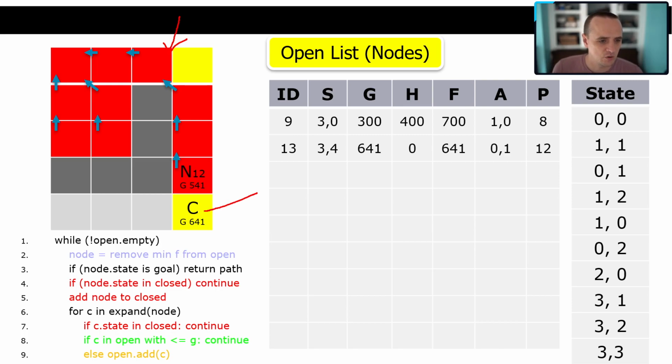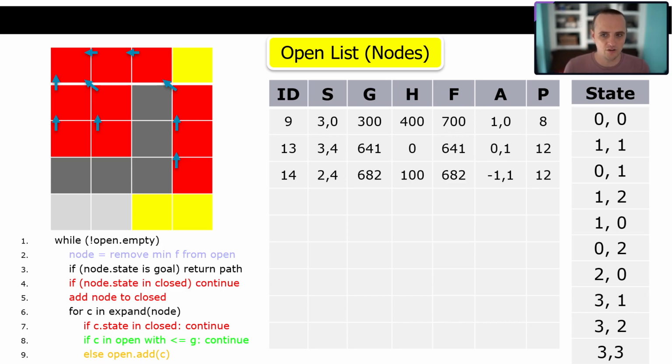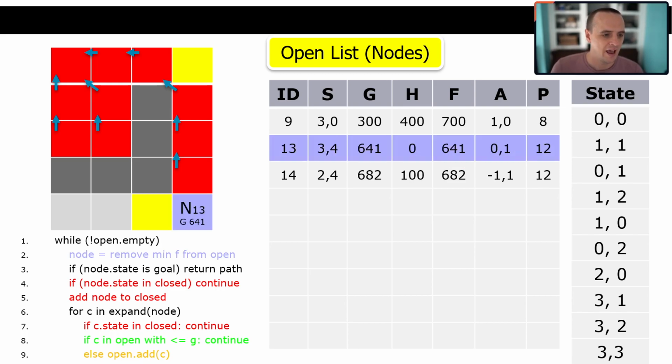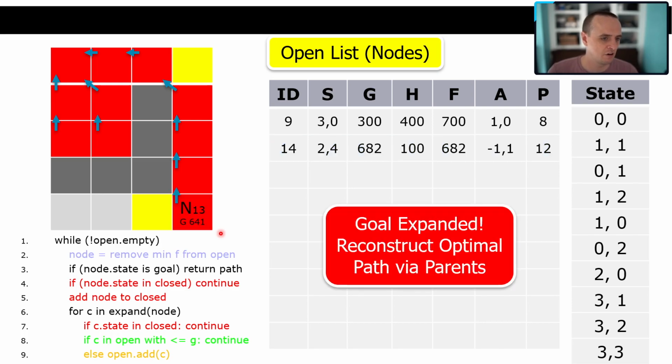So that's just a note that even though right now we are generating a child that has the state of the goal, that is not necessarily the child that we want to select. So we just add it to the open list and move on quietly. So we add the other child of node 12 to the open list and move on. Now what we do is we take the node with the lowest F value, which is 13. So we look at that one and now we say, okay, is the state of this node the goal? If it is, then we return the path.